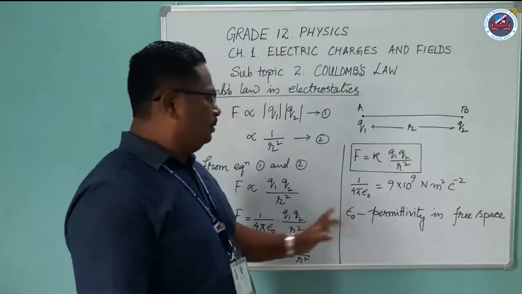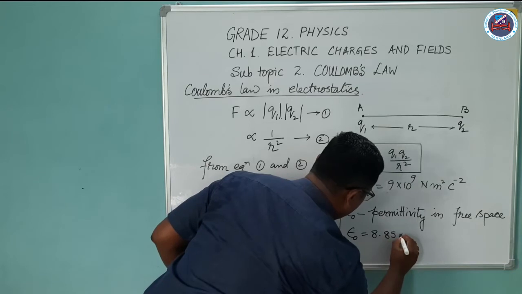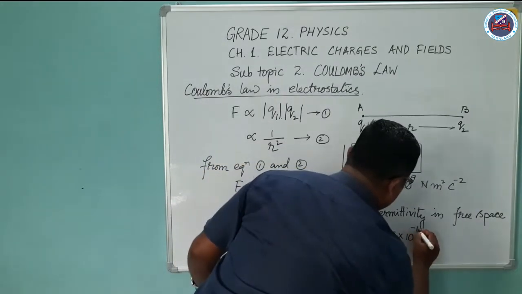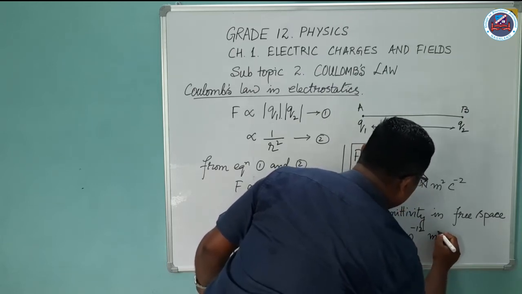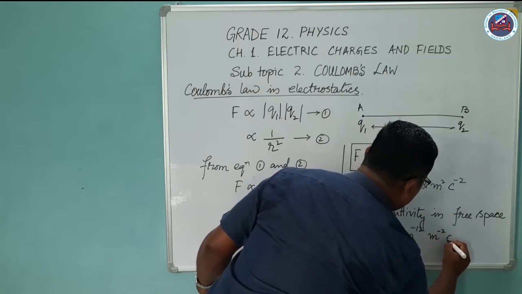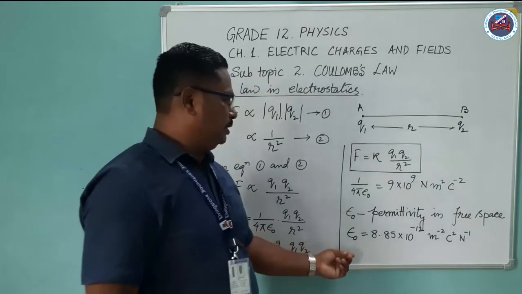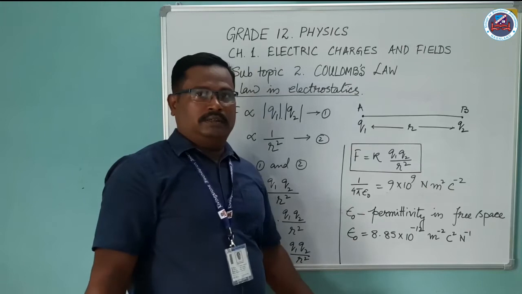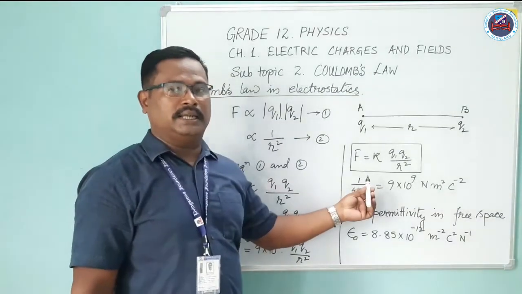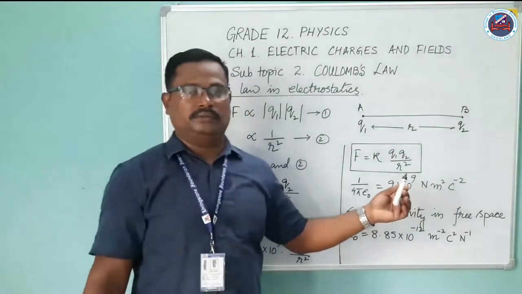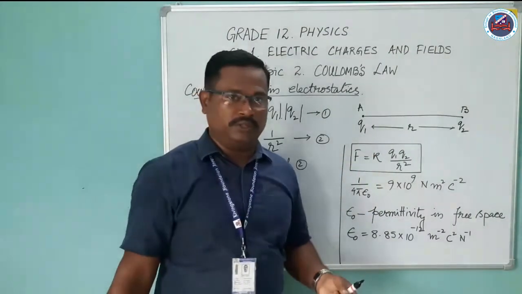Now, its value also you need to know. Its value is 8.85 into 10 to the power minus 12, and the unit is Coulomb square per Newton meter square. This is the unit of permittivity in free space. This force is a central force. As you are in class 12, all of you will know what a central force is: the force of attraction or repulsion between two bodies along the line joining the centers of both the bodies.